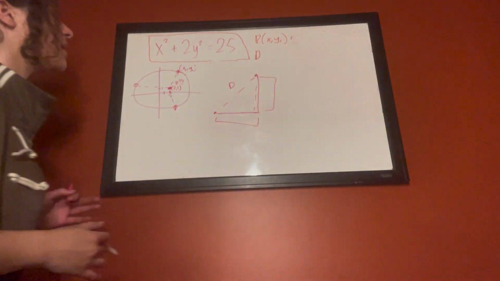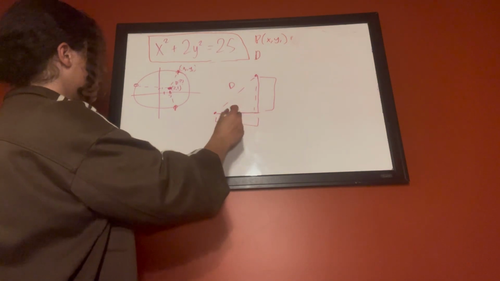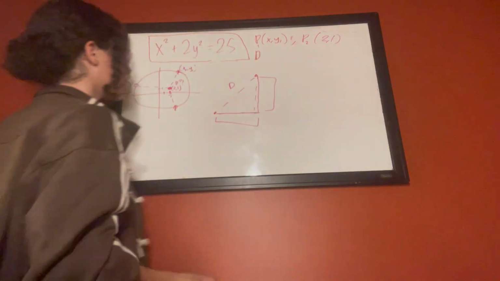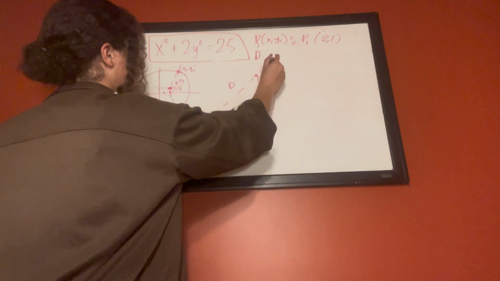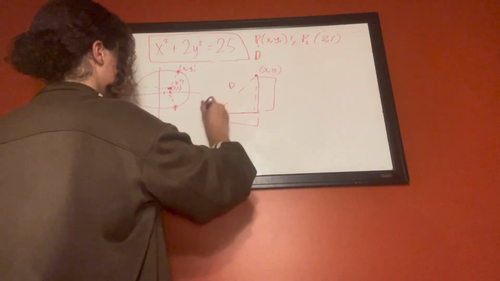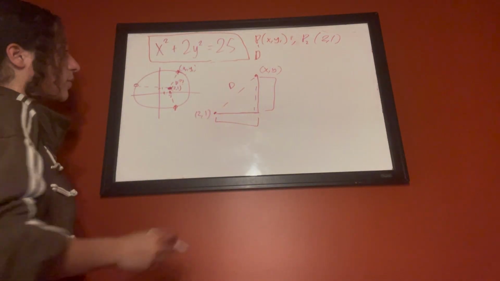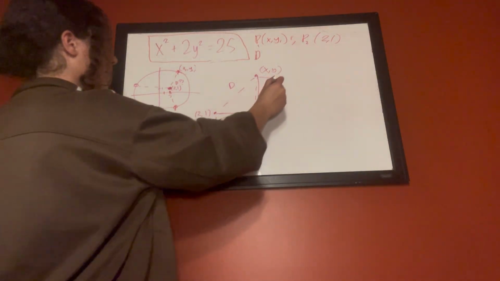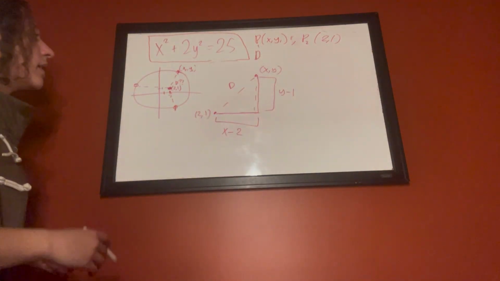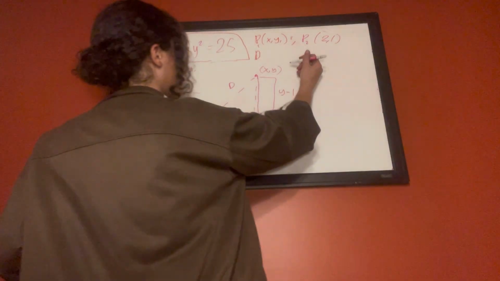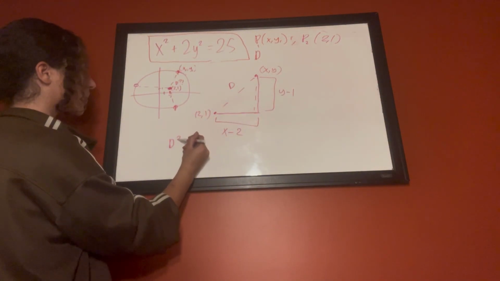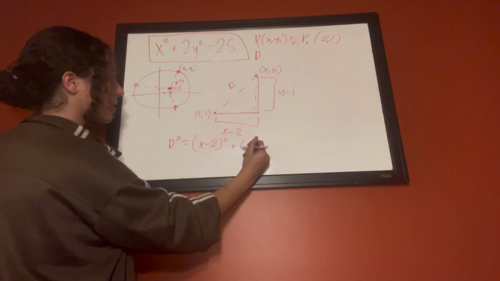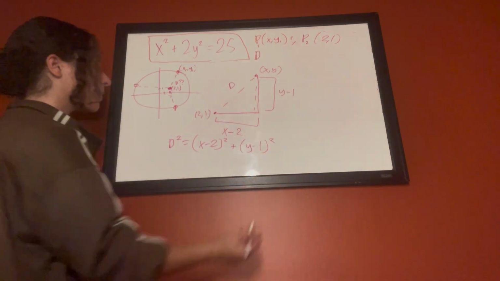Well, this distance is the horizontal distance between my 2 points. So if my second point is (2, 1), and this is (x, y), what will this horizontal distance be? Well, it will be x minus 2, right? And the vertical distance will be y minus 1. And so using the Pythagorean theorem, I have that t squared is equal to (x minus 2) squared plus (y minus 1) squared.